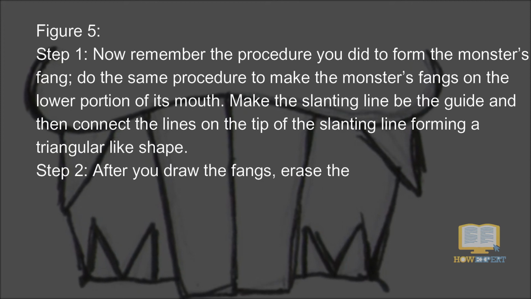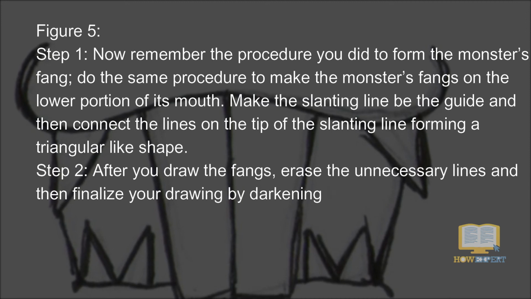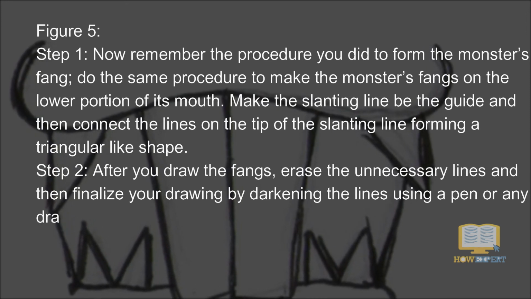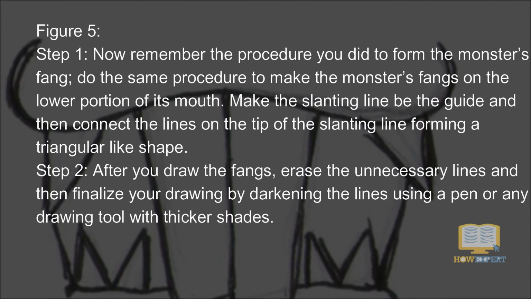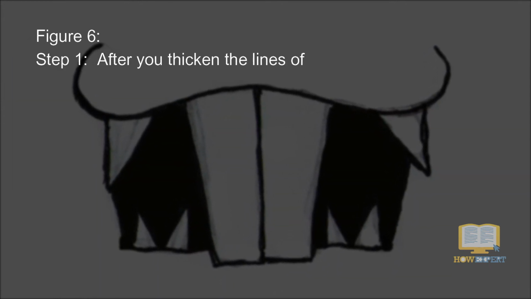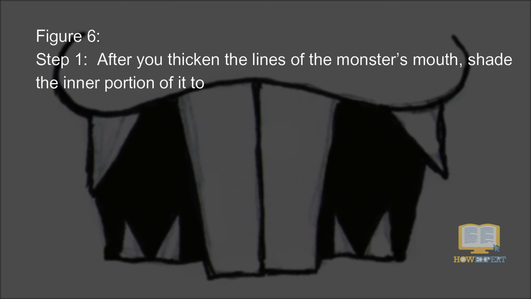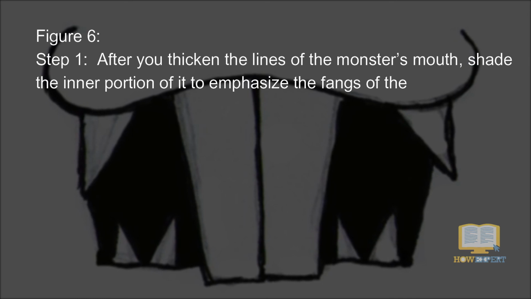Step 2. After you draw the fangs, erase the unnecessary lines and then finalize your drawing by darkening the lines using a pen or any drawing tool with thicker shades. Figure 6. Step 1. After you thicken the lines of the monster's mouth, shade the inner portion of it to emphasize the fangs of the monster.